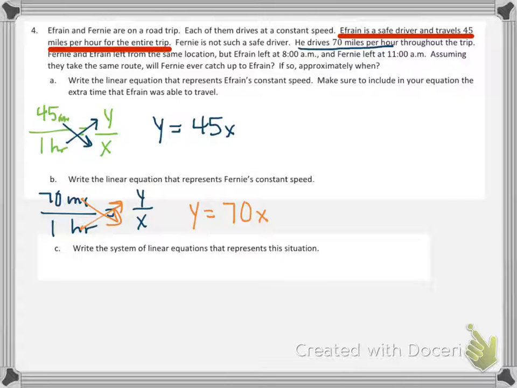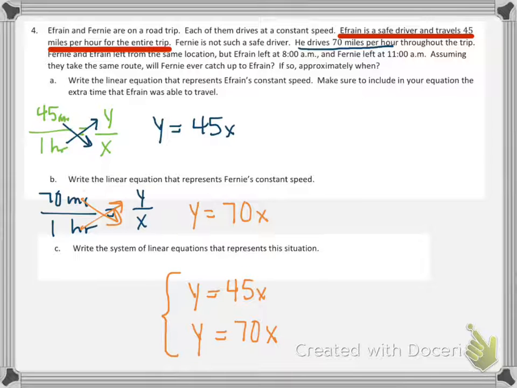Okay, write the system of linear equations that represents the situation. Well, we just talked about it in our last screen. The system is going to look like this. We're going to use this bracket. We're just going to write them both. y equals 45x and y equals 70x. There's our two equations, simultaneous or system of linear equations.